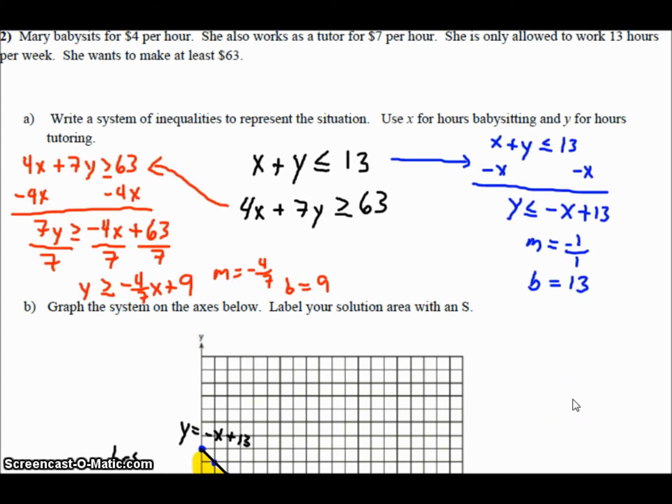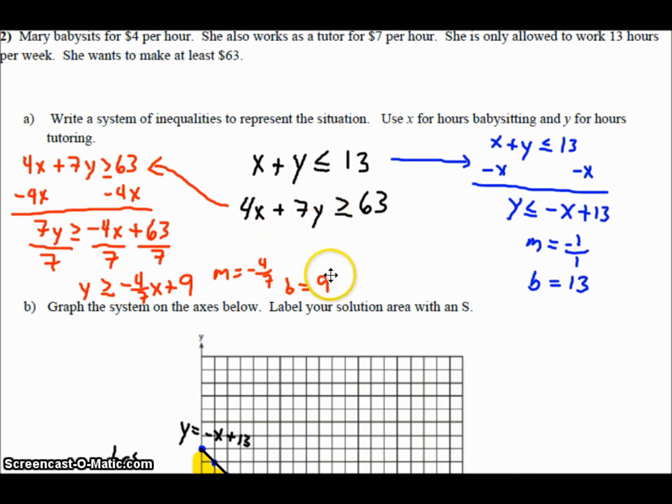Alright, so let's see how you did here. What I did is I rearranged the top one, x plus y is less than or equal to 13, and I ended up getting y is less than or equal to negative x plus 13. I got a slope of negative 1 over 1 and a y-intercept of 13. Over on the left, I did the second one, and a couple steps later I got y is greater than or equal to negative 4/7 x plus 9. So the slope is negative 4/7 and the b is 9.